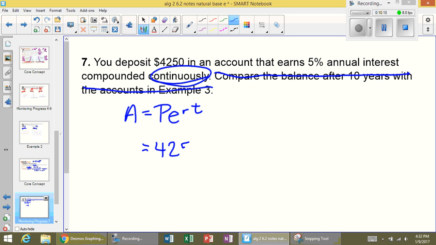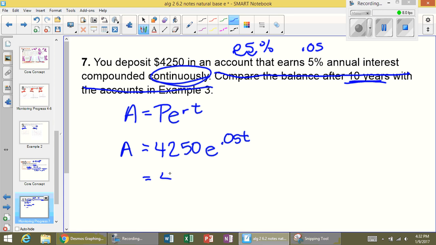So $4,250 times e to the, now 5% as a decimal is 0.05, because 5%, we're going to take this decimal and move it 2 spots to the left. So 0.05, and then t, we want to talk about this for how many years? Well, this would just be our formula if we put in t here. Oh, it did say after 10 years. So 4,250 e to the 0.05 times 10 will make this to the 0.5 power.